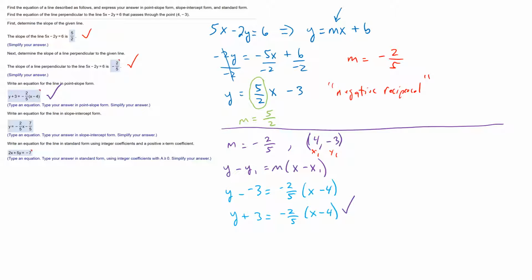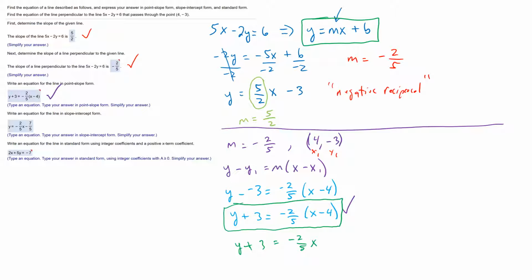Now we can take point slope form and rearrange it to put it in slope intercept form, which again is up here. y equals mx plus b is slope intercept form. To put this equation in slope intercept form, first we'll get rid of the parentheses by distributing the -2/5. So we have y plus 3 equals -2/5 x plus -2/5 times -4 will be positive, and 2 times 4, that's 8. So 2/5 times 4 is 8/5.